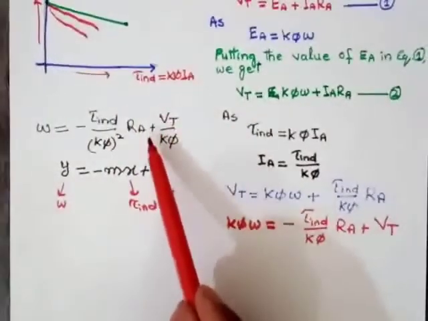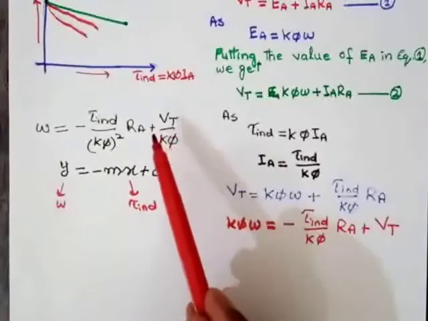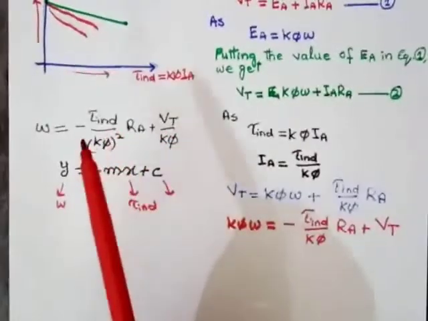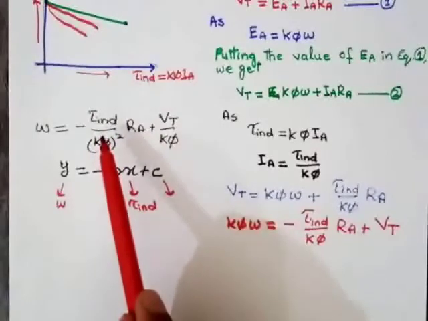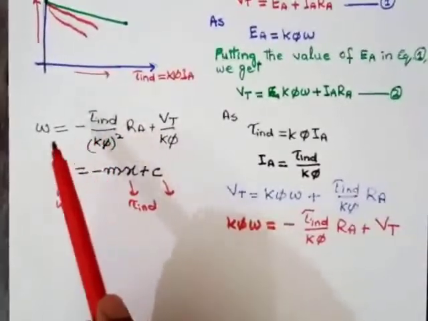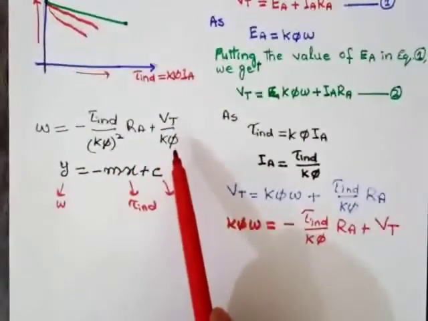This factor is the initial point of the speed, where the speed will start. As we know, in the starting position, the value of tau induced is 0. Putting the value of tau 0 in this equation, we get omega is equal to Vt over K phi.